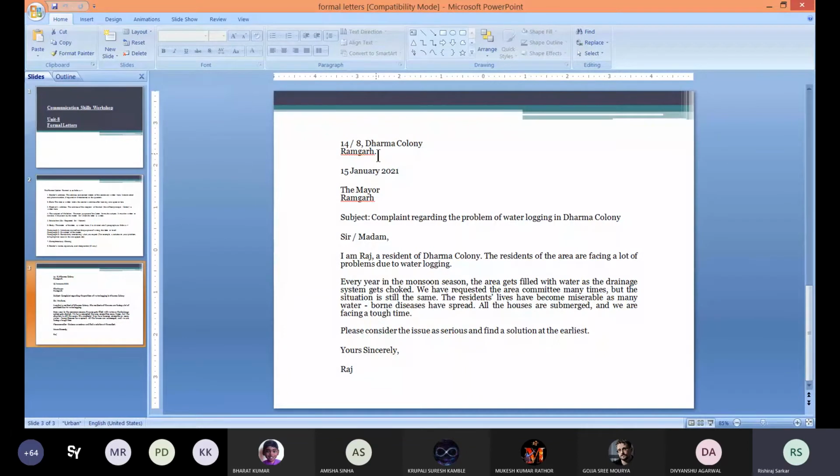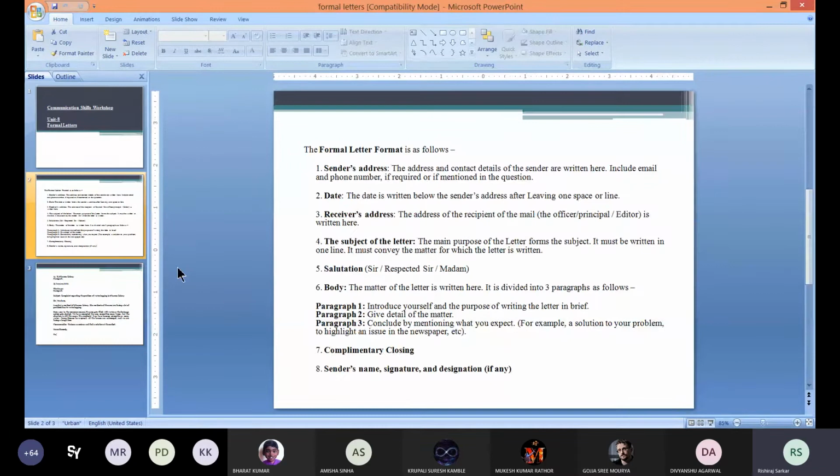Any other question? The main part is with the content. As I told you, this division should be followed properly. In the first part, there will be a short paragraph only with the introduction of yourself. Like if I am writing a letter to my HOD, I'll write that I am this person in your department, and I'll write about the topic of the letter in one line, and then move on to the next paragraph. So introduction and the purpose of writing the letter in brief: two things in the first paragraph.